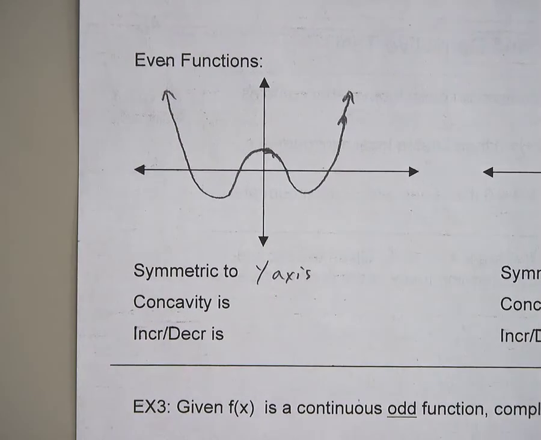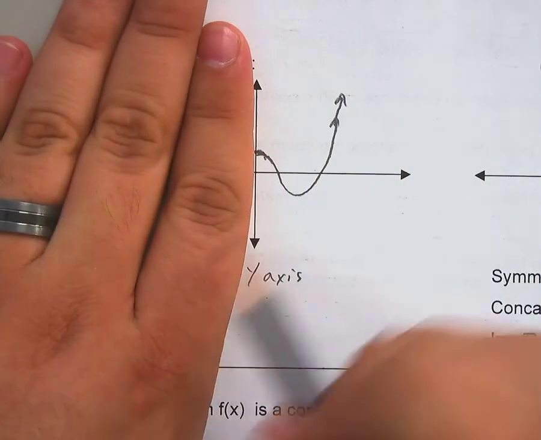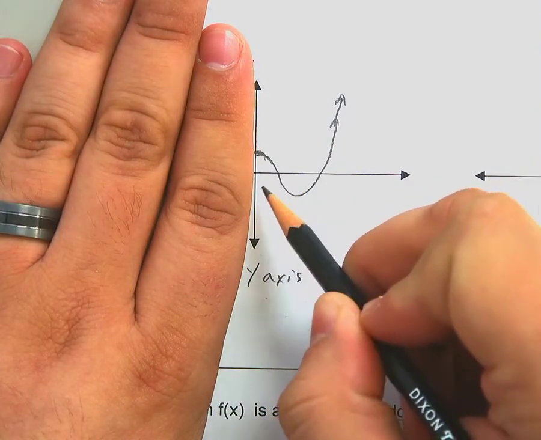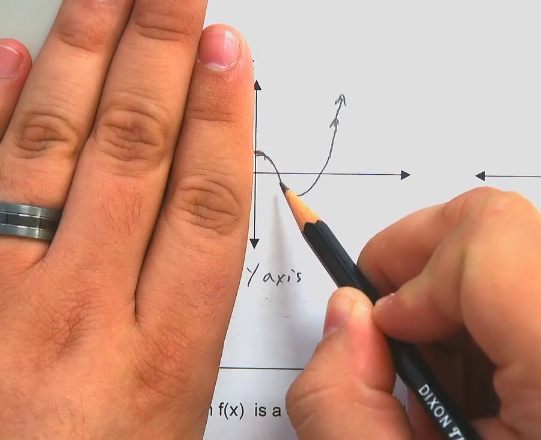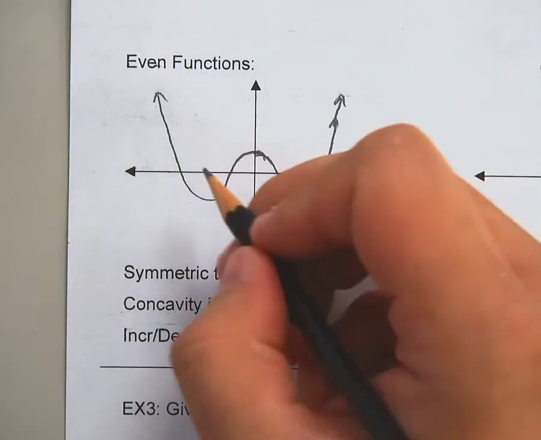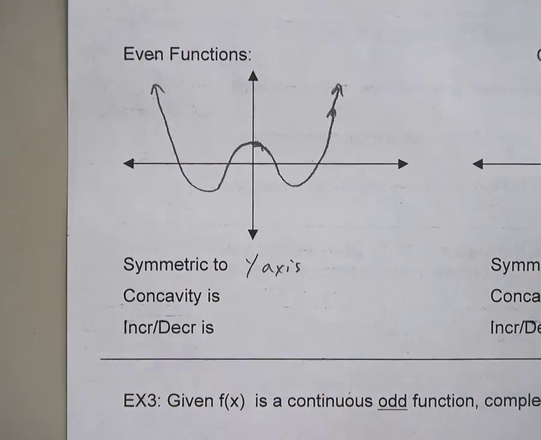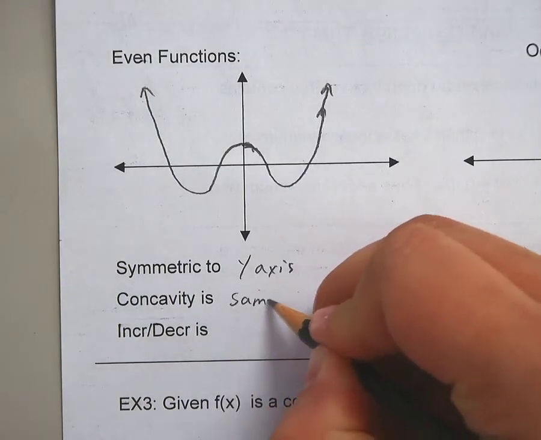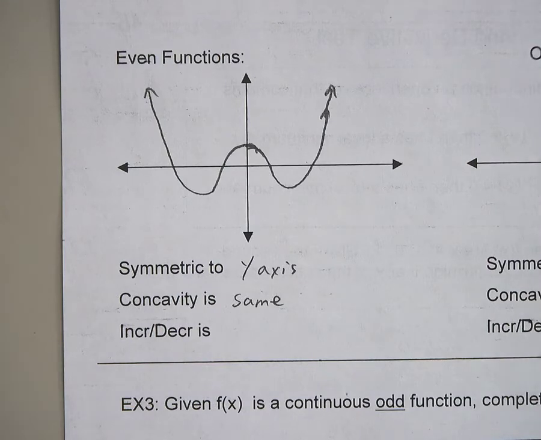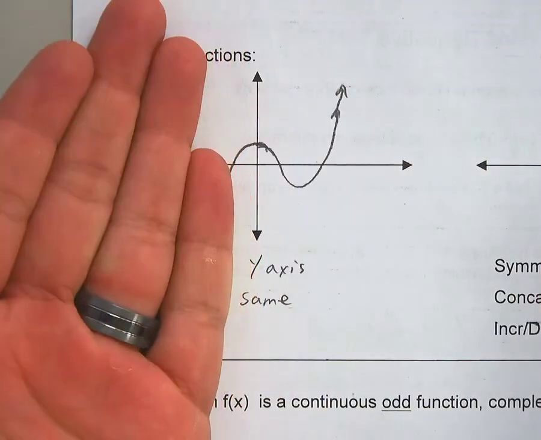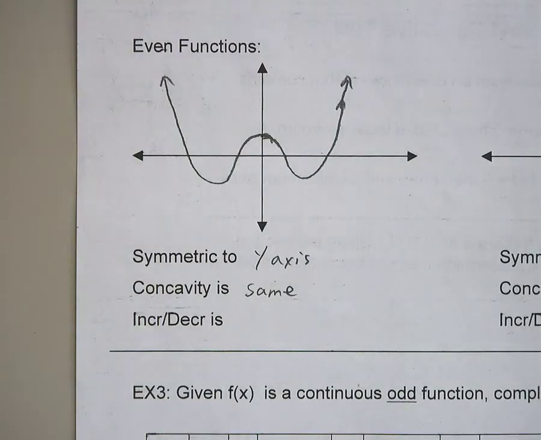Alright, so let's look at concavity. Concavity for each piece of this function. So I'm going to look at the right hand side here. This is concave down, moving into concave up. Going the other direction, it's concave down, moving into concave up. So if you notice here, either side of the function, the concavity is the same. So it's a mirror image of itself, right? It's taken from here and flipped over here. So your concavity is going to be the same.